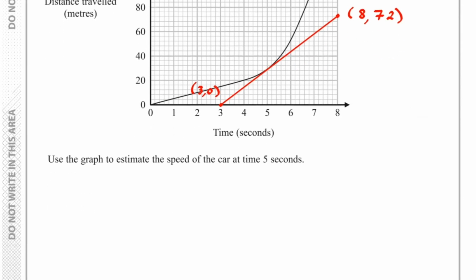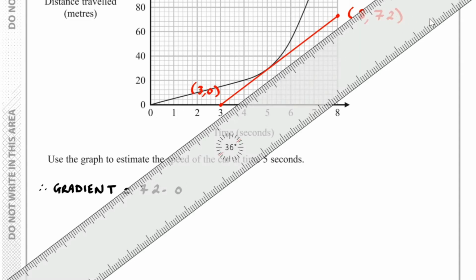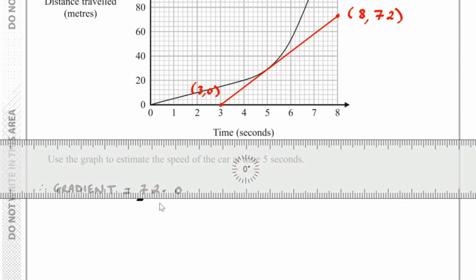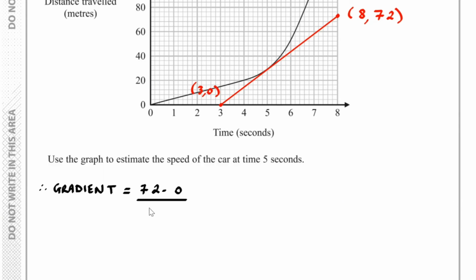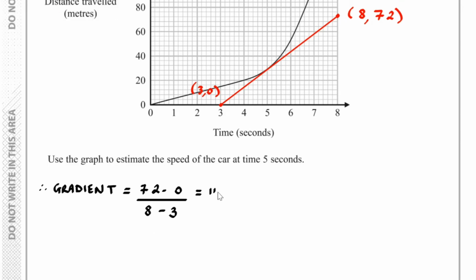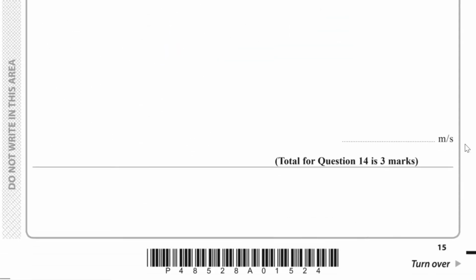So now we need to find the gradient with those points. So the gradient, we've got the change in y, 72 take away 0, divided by the change in x, 8 take away 3, so we have 72 over 5, which is 14.4. So we have 14.4 meters per second.